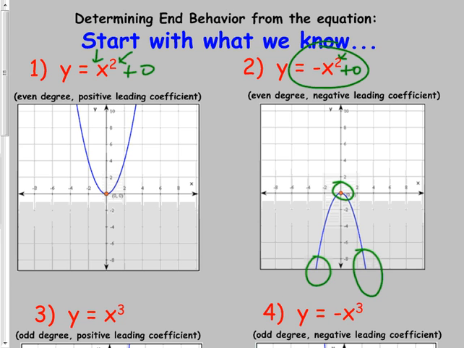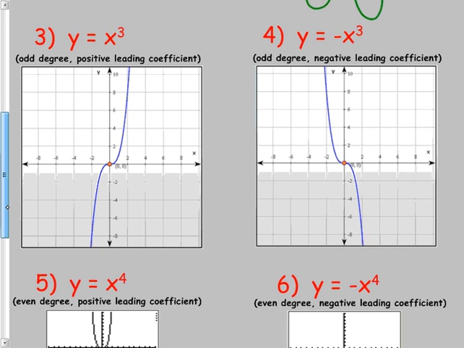Okay. So if you look at x to the third, notice the lead's positive, must be going up on the right. That's odd, must be going different directions.